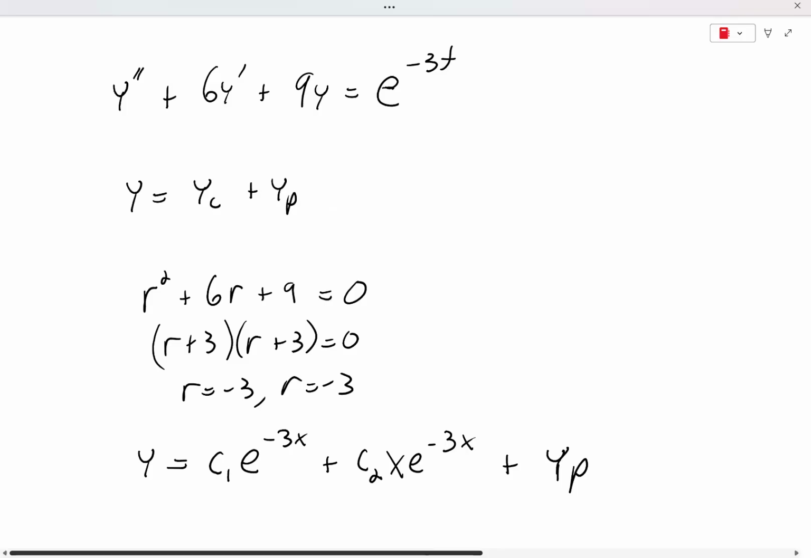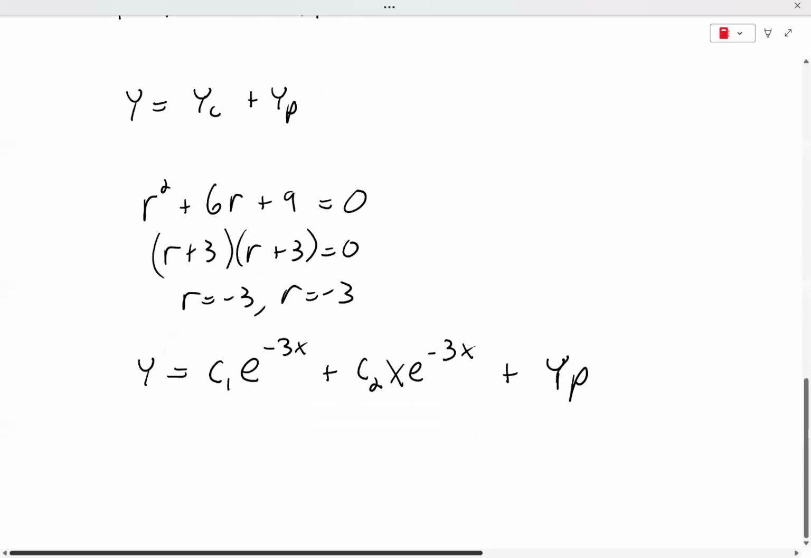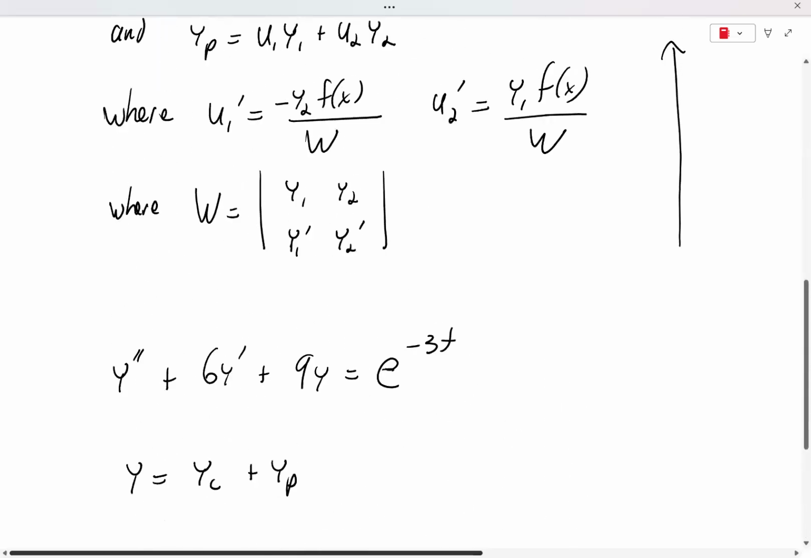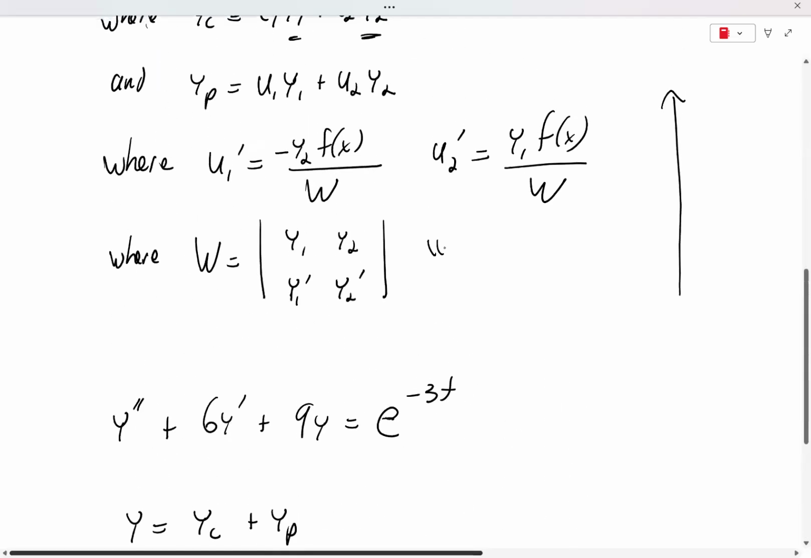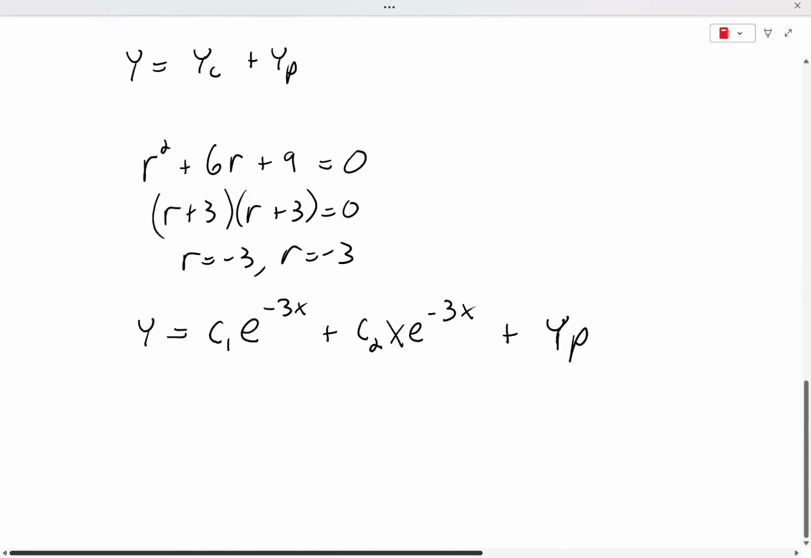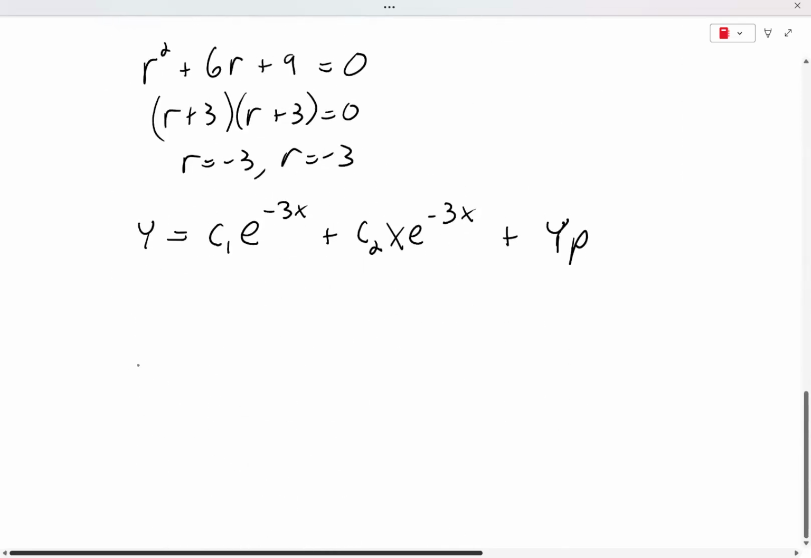Okay, now for the y sub p, basically we start with the Wronskian. We start with this one here with the W. This is called the Wronskian. So to work the problem here, we have W equals, working on the y sub p now, e to the negative 3x and x e to the negative 3x. That's the y sub 1, y sub 2.